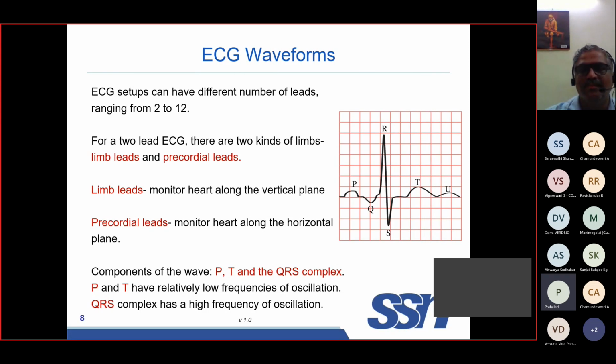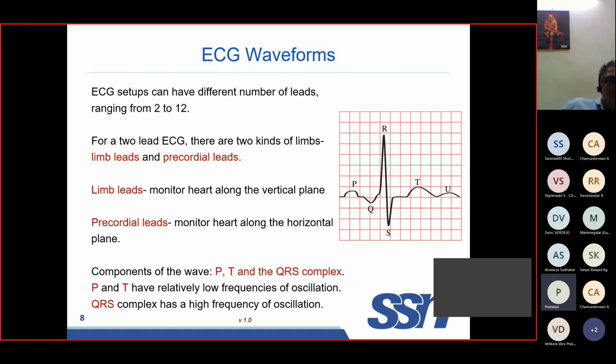A very basic waveform is shown in the picture, and it has some components: the P, T, and the QRS complex. The P and T are relatively low in terms of frequency of oscillation, whereas the QRS complex has a peak and it has a high frequency of oscillation.